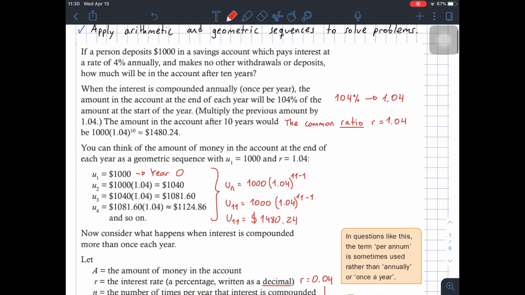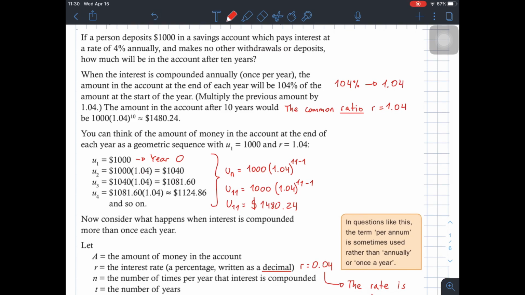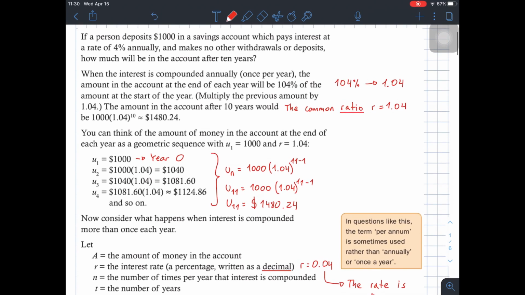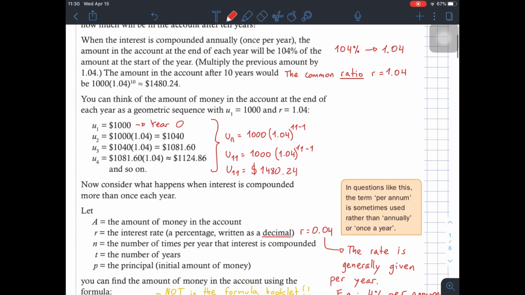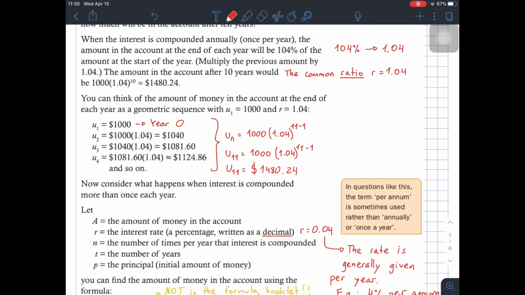So let's start by looking at this investigation problem. It says, if a person deposits $1,000 in a savings account, which pays interest at a rate of 4% annually, and makes no other withdrawals or deposits, how much will be in the account after 10 years? Okay, so you see that this is a real thing, right? People usually do savings in the banks or loans or whatever, and these interest rates are applied using geometric or arithmetic sequences.